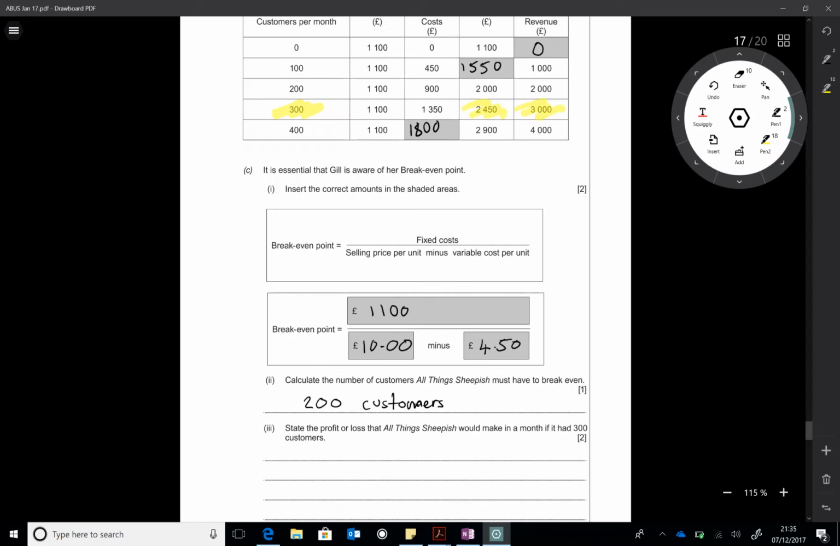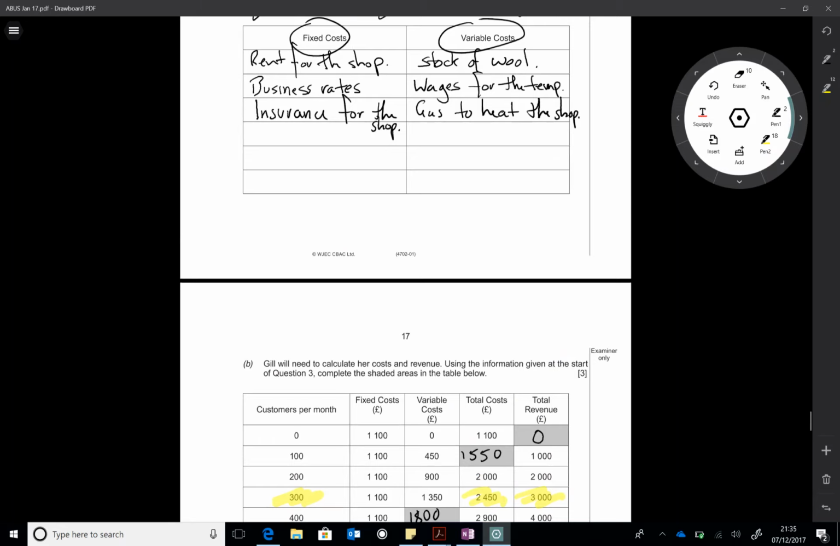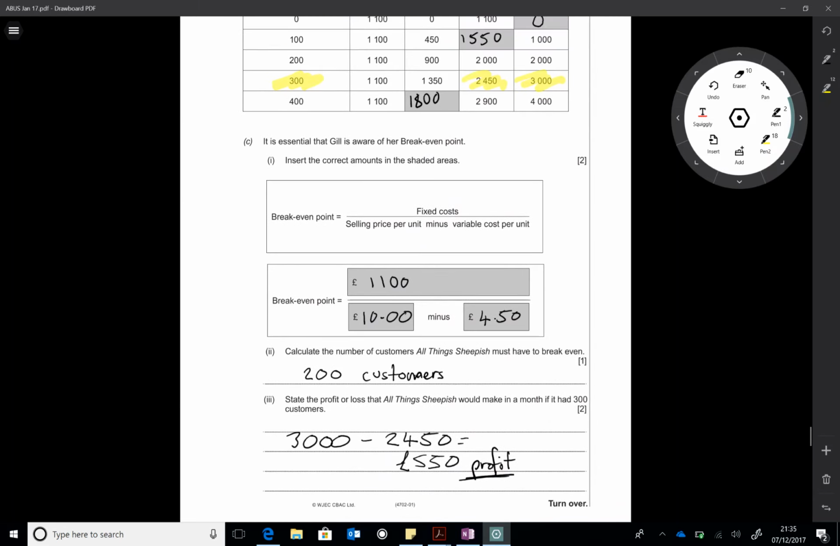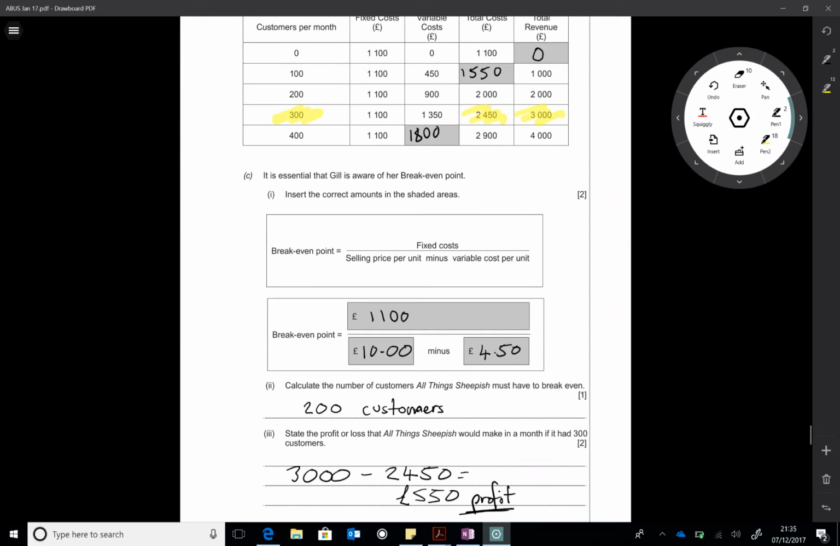So I am now calculating 3,000 take away 2,450, which will give me £550, and it's a profit. Again, with this bit, always remember to write profit or loss depending on the situation. So it's as easy as that. This question provides a very easy 14 marks, something that you should all be getting.